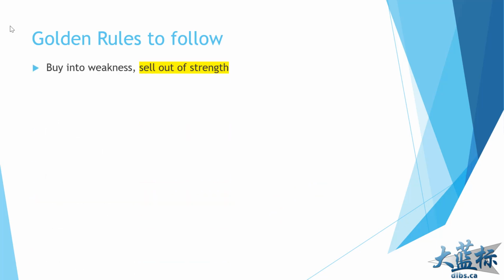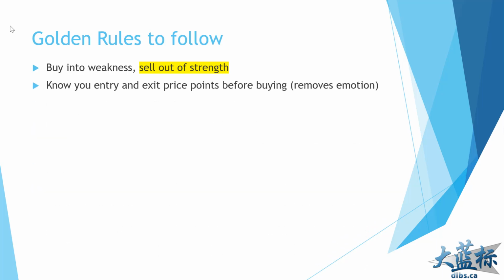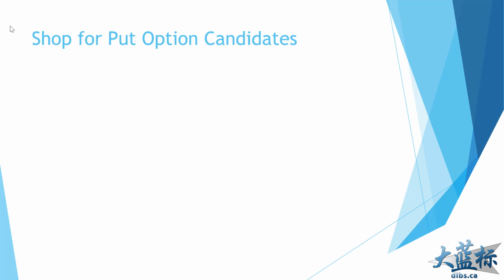So remember, we buy into weakness and sell out of strength. Know your entry and exit points to take the emotion away. So we are going to preset our sell orders the day after we've bought it. And never invest more than 5% of your capital in any one trade.